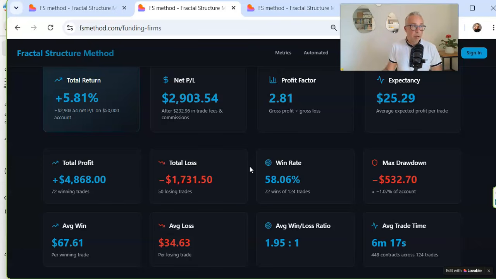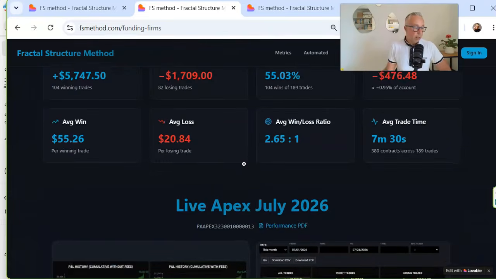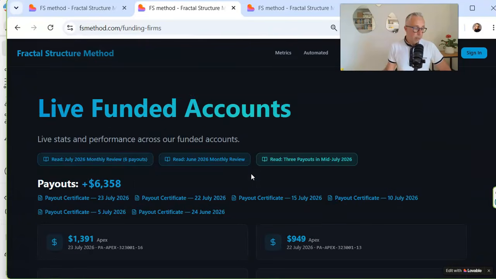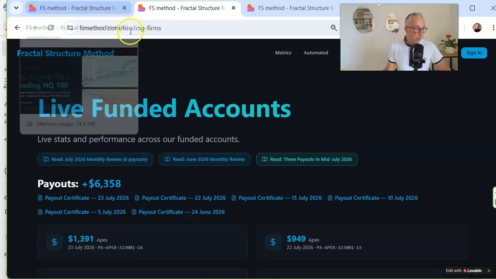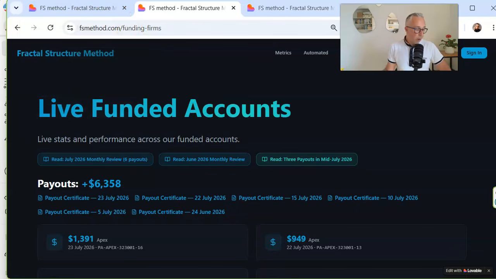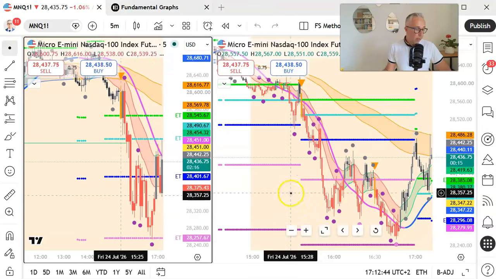The T-stat is about 3.6. So that means that the results are not just random luck. That's what the T-stat says. Now, of course, I need more data. The more data I get, the better it is. But so far, so good. I'm off to a good start. I'm happy about that. So let me talk more about the FS method here.